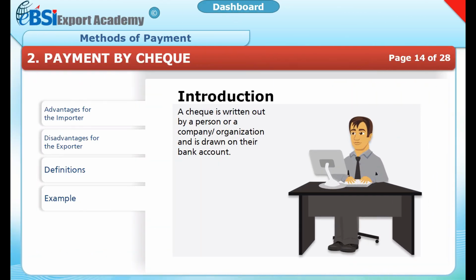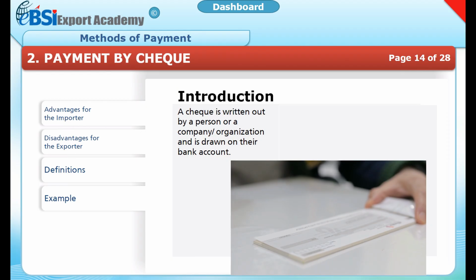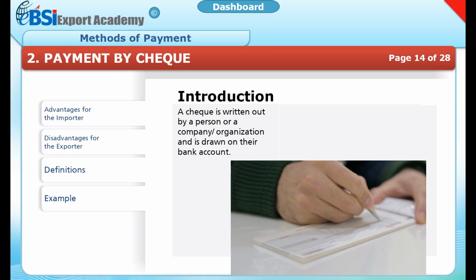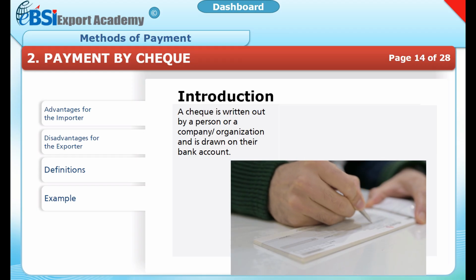Payment by check. A check is written out by a person or company, organization, and is drawn on their bank account. Interact with this page to learn more.